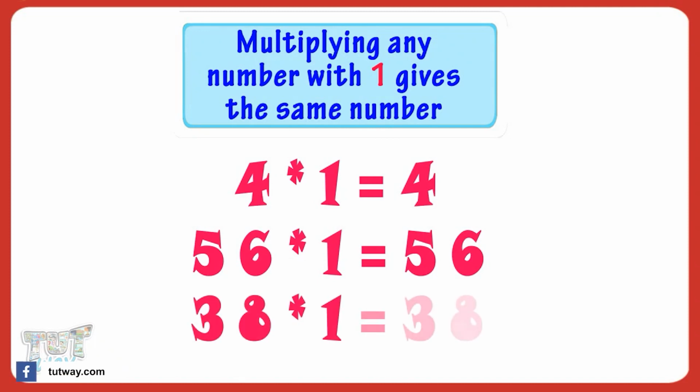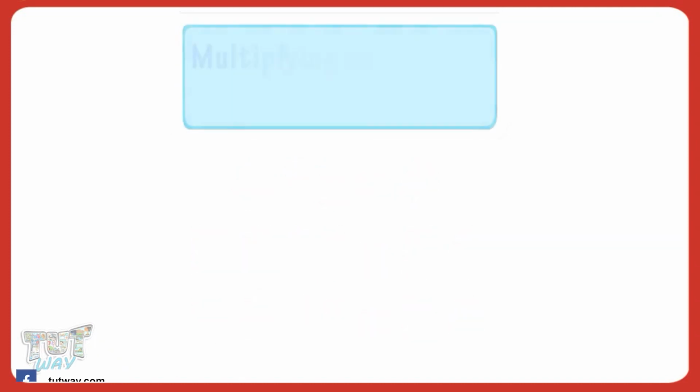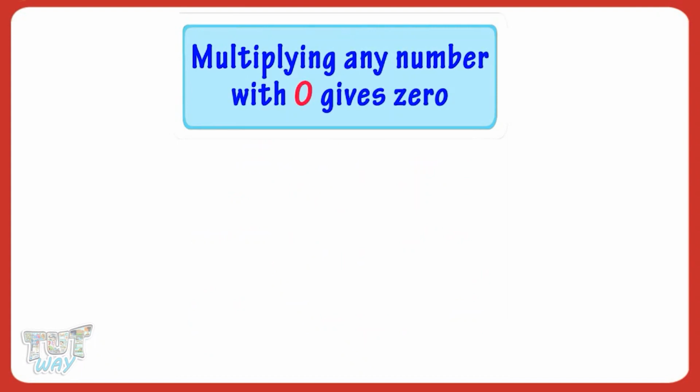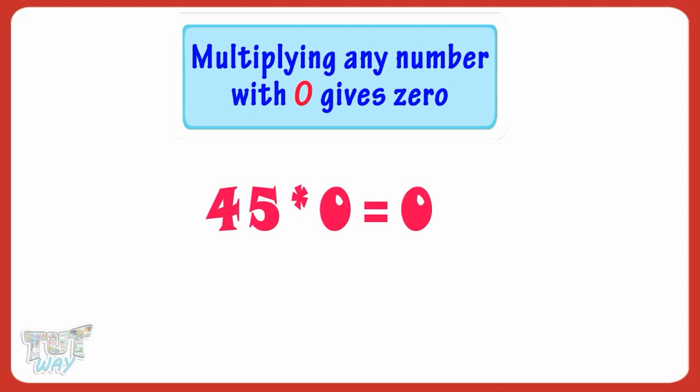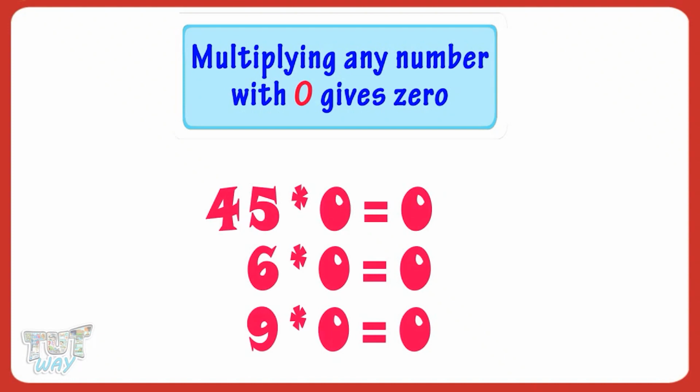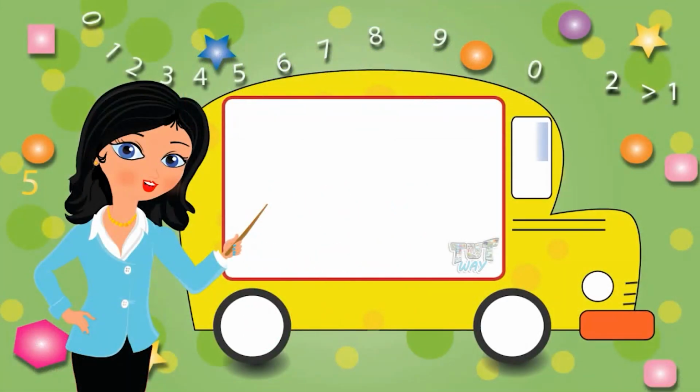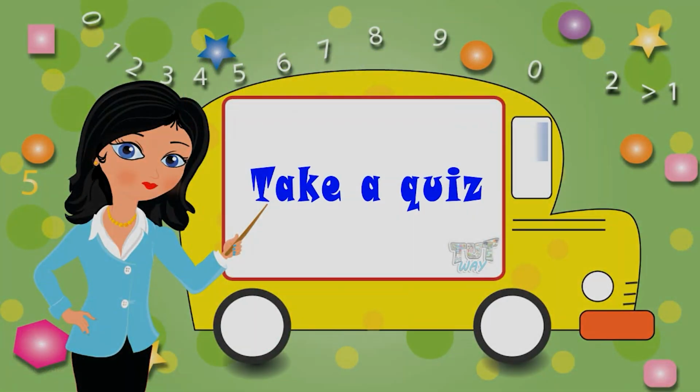And multiplying any number with 0 gives 0. 45 multiplied by 0 equals 0. 9 multiplied by 0 equals 0. Now go ahead and take a quiz to learn more.